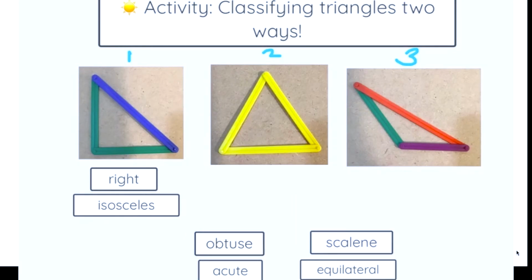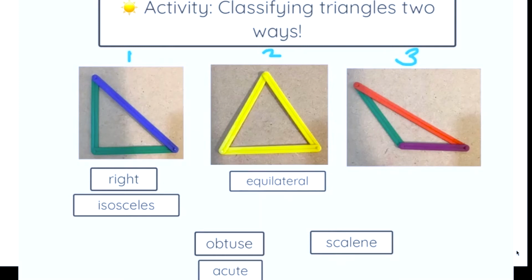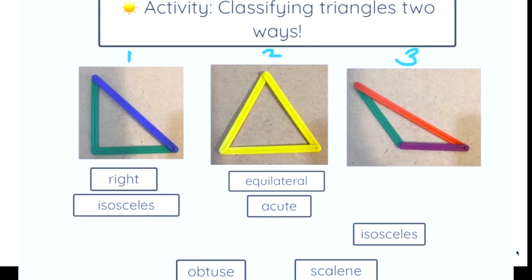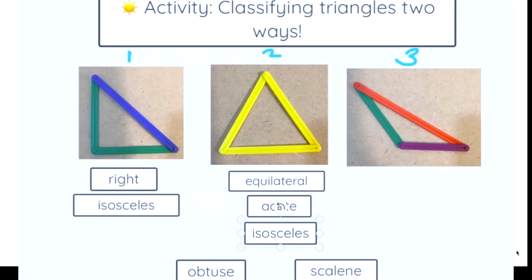Now looking at triangle 2, our triangle in the center, I notice that it has three equal sides, or congruent sides. So it is an equilateral triangle. All of the angles in this triangle are acute as well. They're all less than 90 degrees. Because this triangle is equilateral, it is also isosceles because it has at least two congruent sides. It actually has three congruent sides.